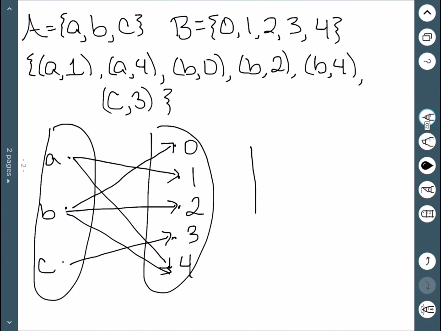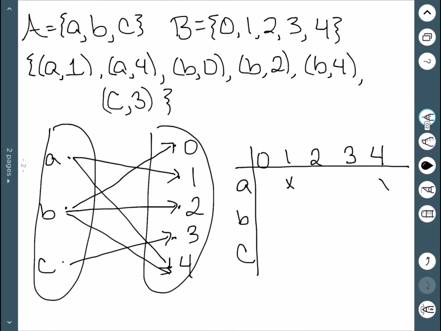We can also have a table. If we have a table, down the side goes our first set, a, b, c. Across the top is our second set, 0, 1, 2, 3, and 4. And we put an X in the corresponding spot if that point is in the relation. (a, 1) and (a, 4). We have (b, 0), (b, 2), and (b, 4). We also have (c, 3). So here is our table.